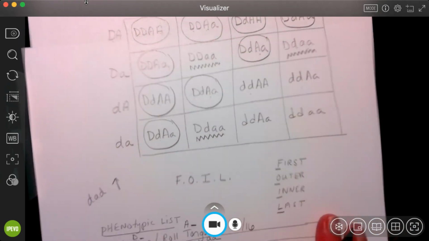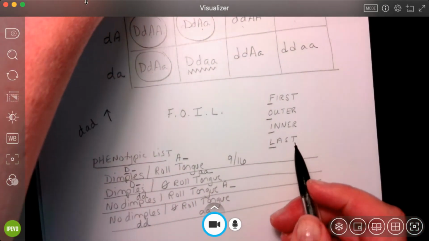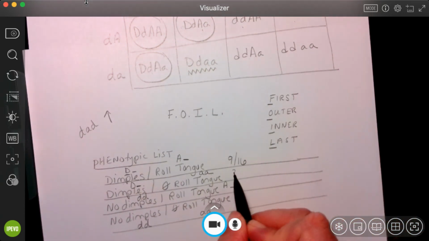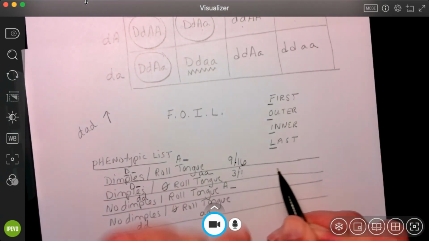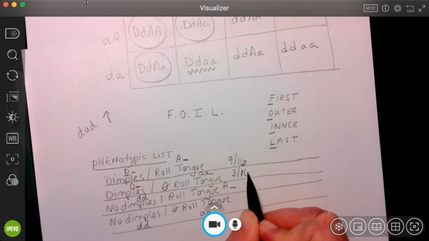So now I'm going to write down on my list: 3 out of 16 are going to have dimples and not be able to roll their tongue.